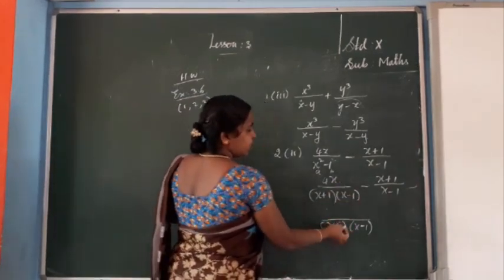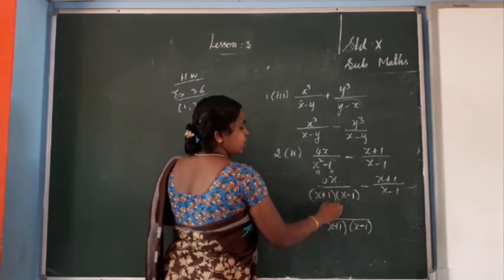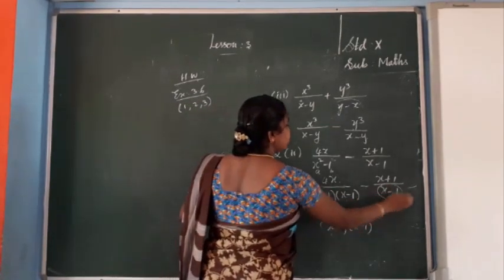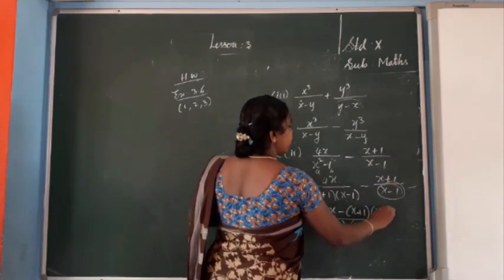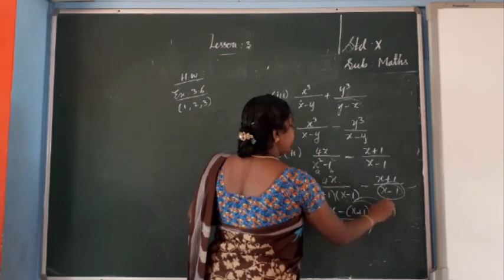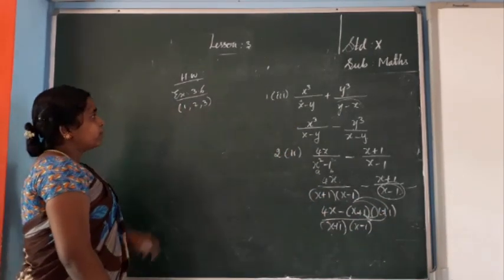Then after taking the LCM, here if any term is missing, you have to multiply it in. So for 4x, here x plus 1 is missing. Already there is one x plus 1, one more x plus 1 will come. Then you multiply, then subtract, okay. You get the answer. Okay, so you try that.